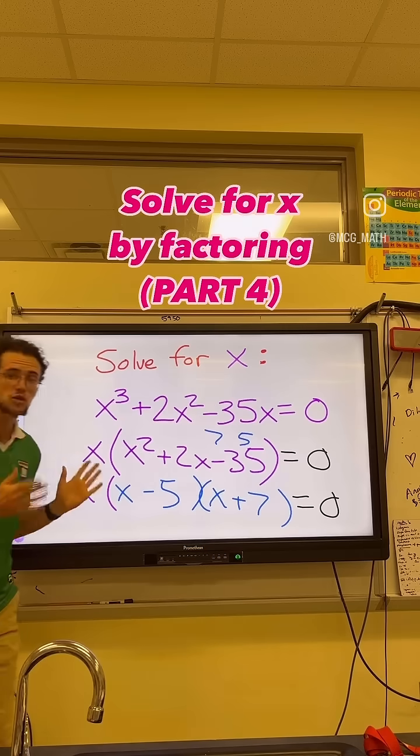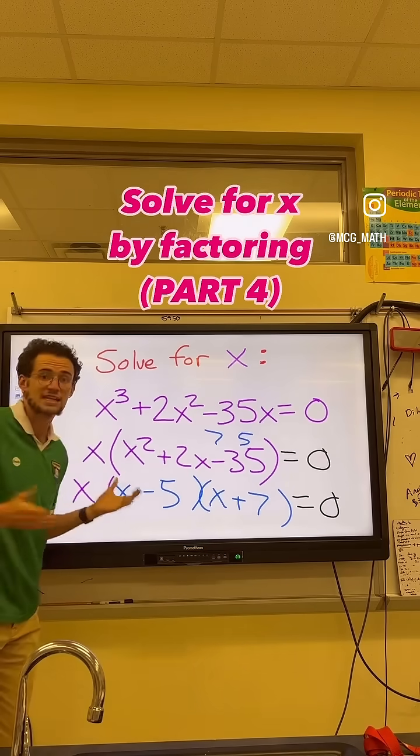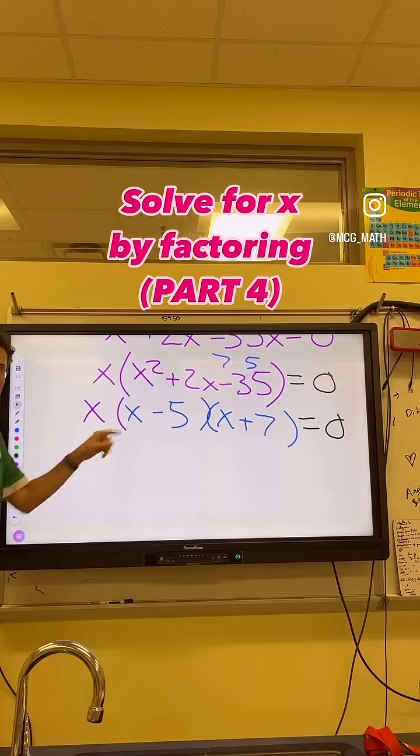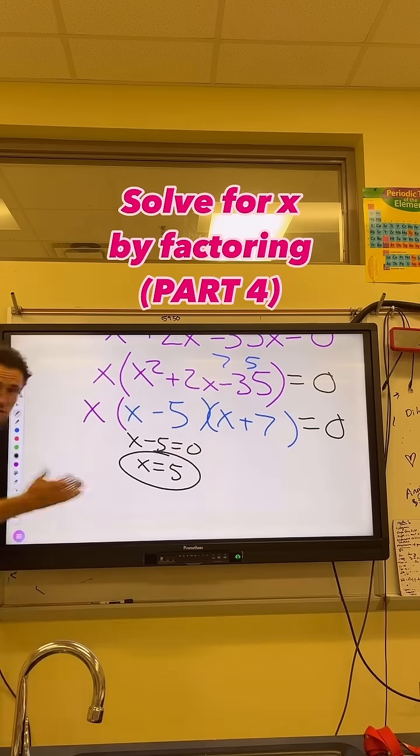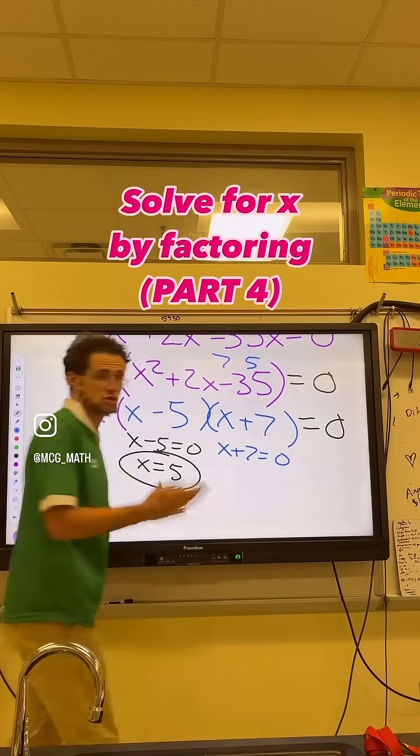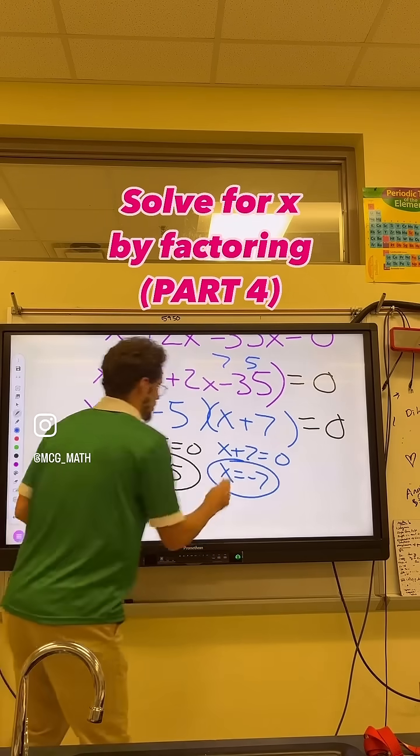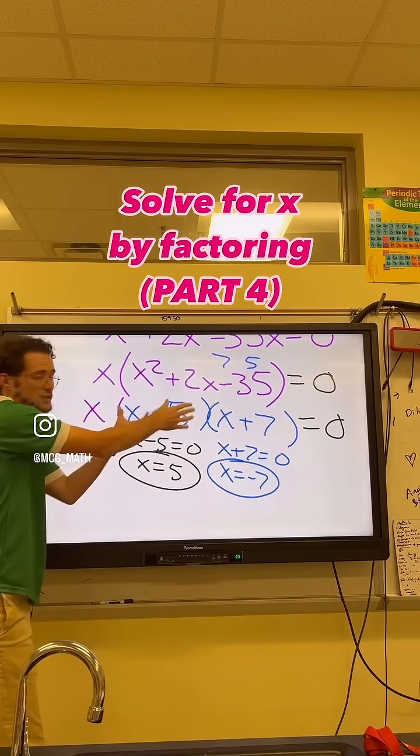And because they multiply to make 0, one of the factors has to be 0. So that means that x minus 5 could be 0, which is true when x equals 5. That's one solution. x plus 7 could be 0, which is true when x equals negative 7. And you'll notice both of these are kind of the opposite sign of what's inside of the factor.